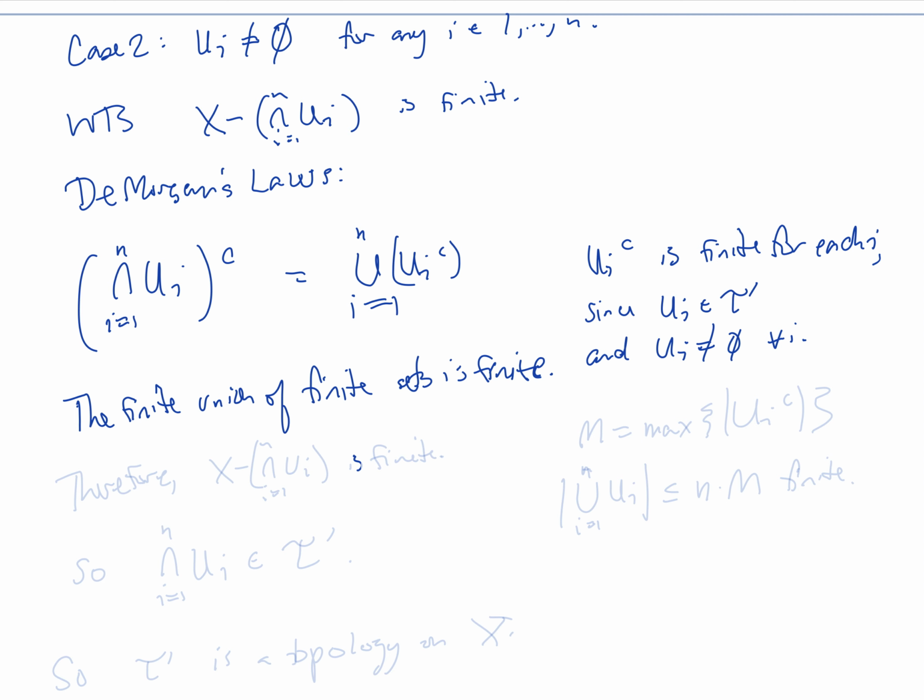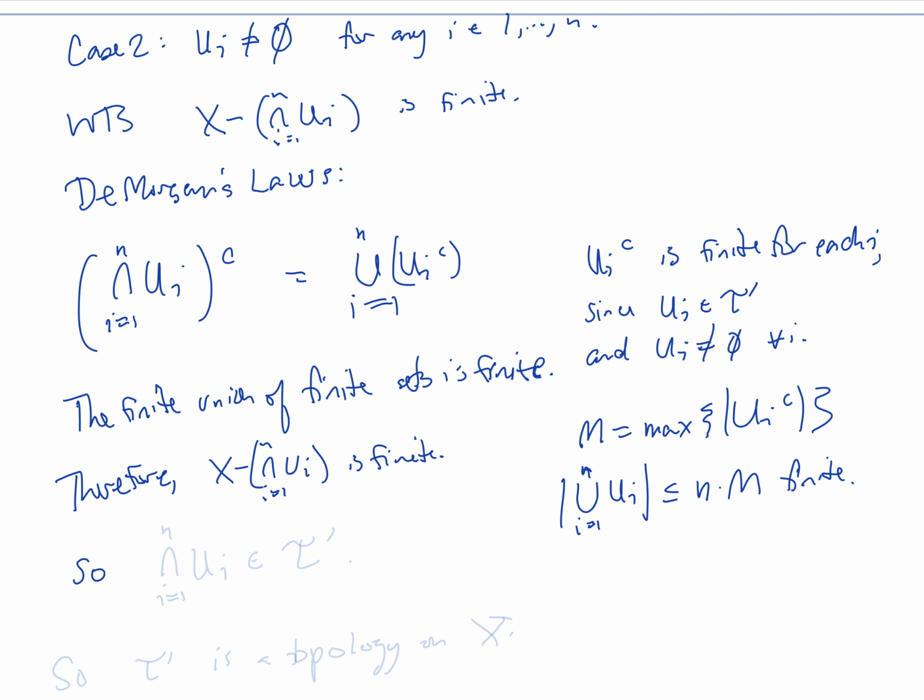Just as a reminder, we could let M be the maximum cardinality of these U_i complements, and then the cardinality of the union of the U_i complements from i equals 1 to n is less than or equal to M plus M plus M, n times. That's less than or equal to n times M, and that's clearly finite. So it's just on the side: the finite union of finite sets is finite. So therefore X minus the intersection of the U_i's from i equals 1 to n is finite.